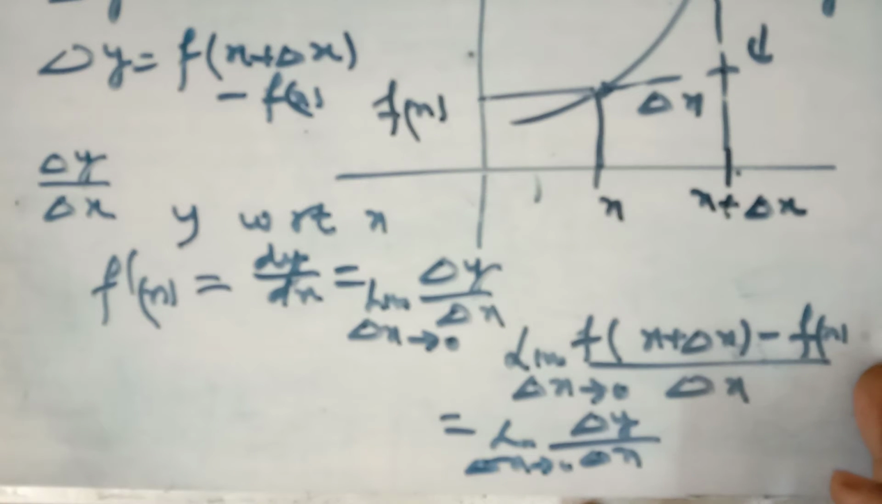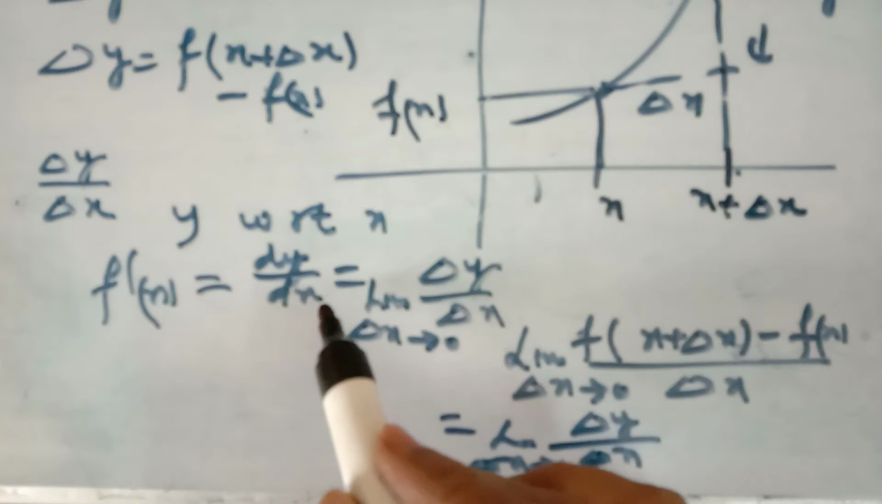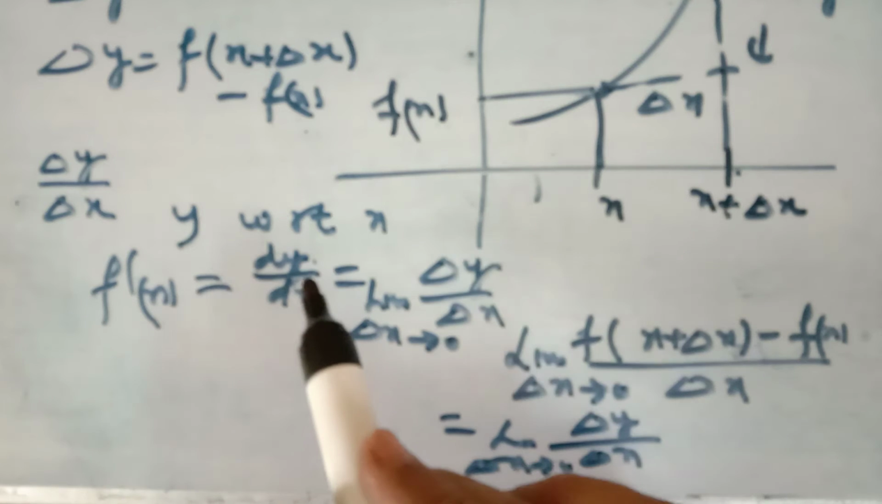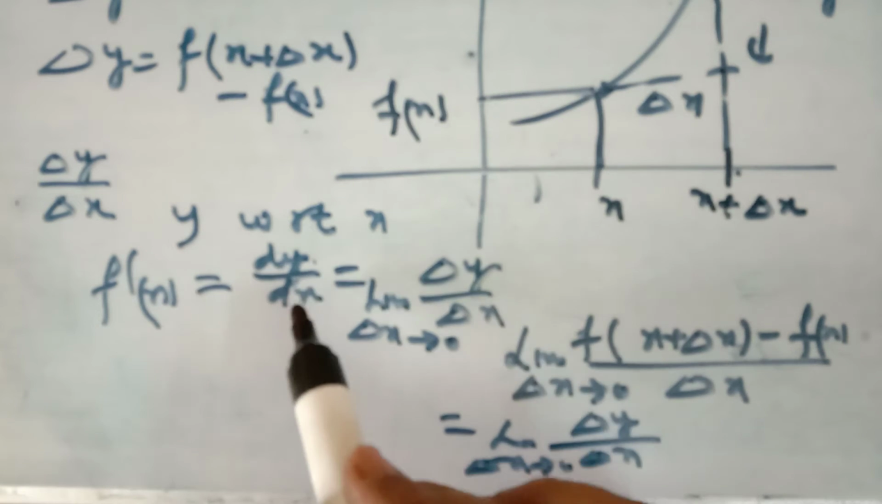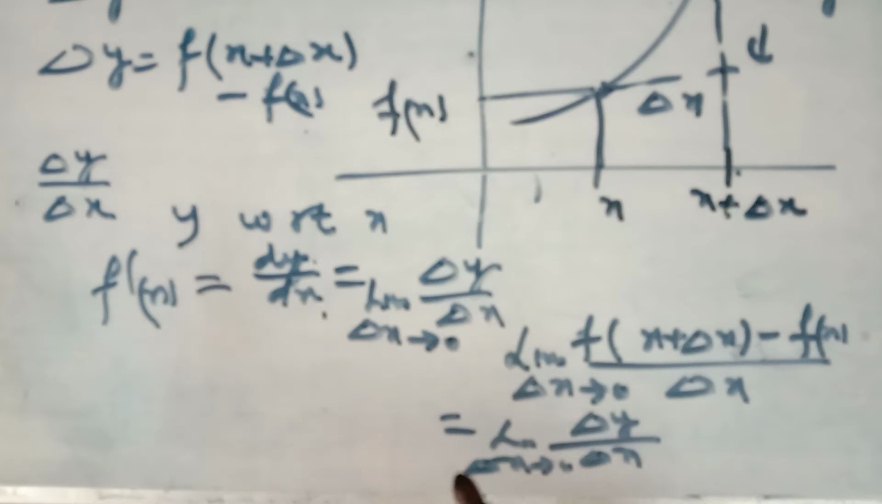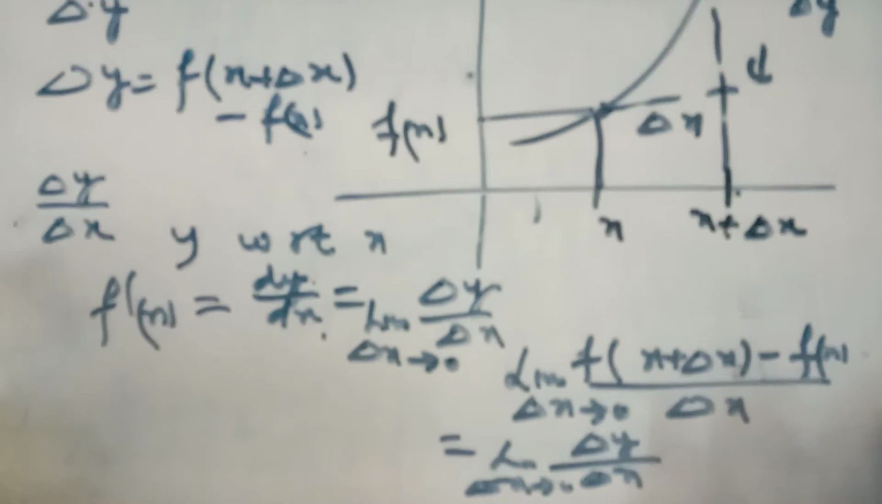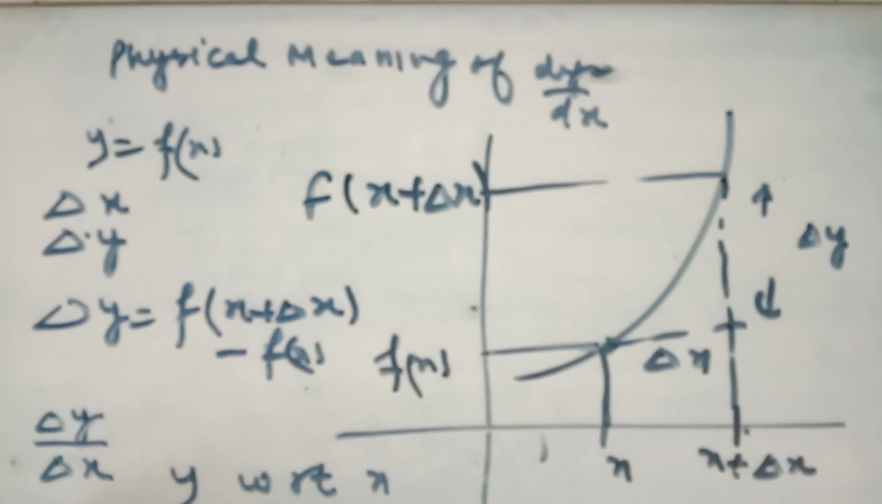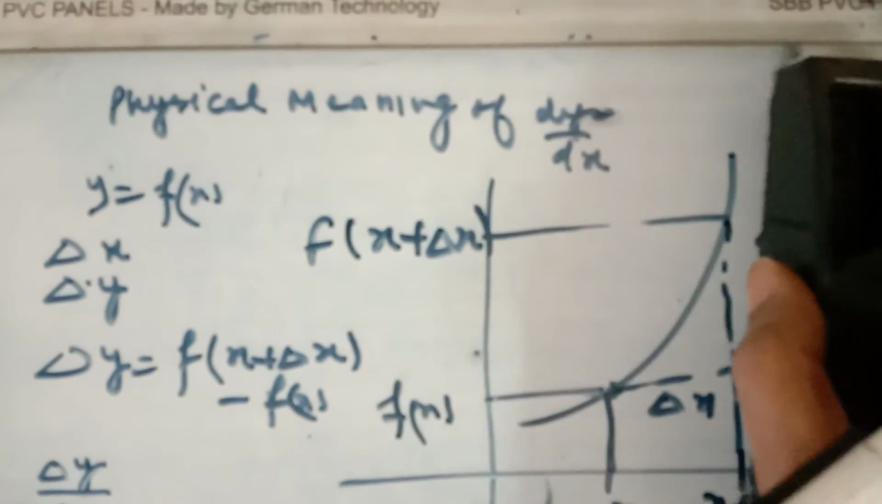So dy by dx is the instantaneous rate of change of y with respect to x. dy by dx is known as the rate of change of y with respect to x, which is known as the instantaneous rate of change of y with respect to x. This is the physical meaning of dy by dx.